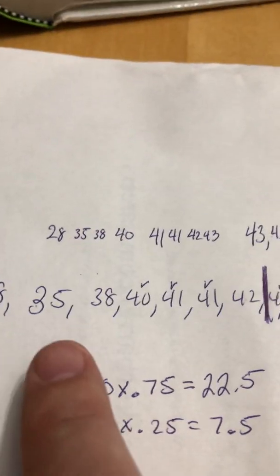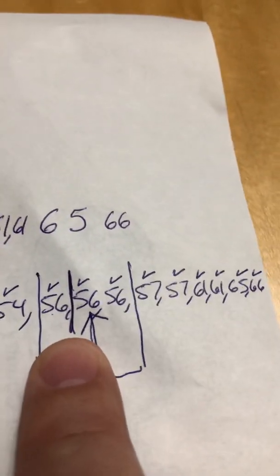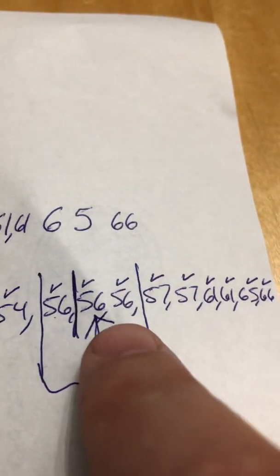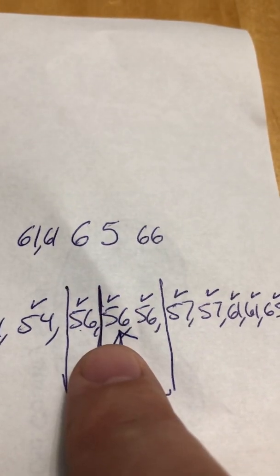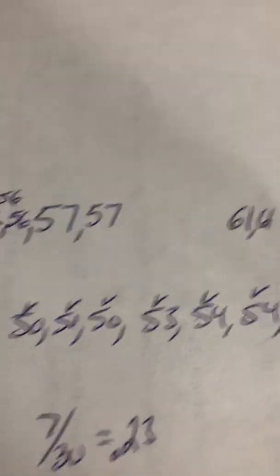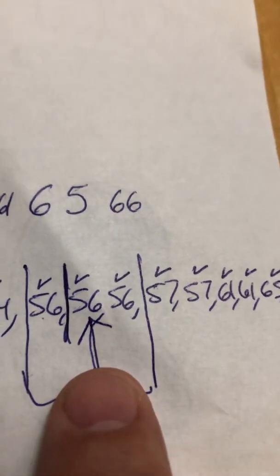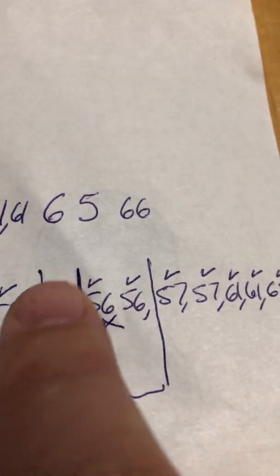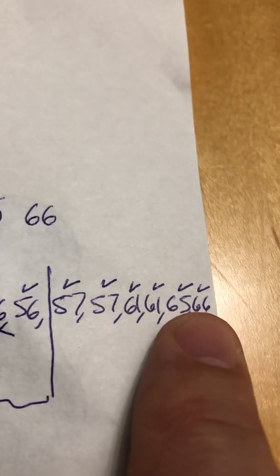Now, I counted over 22 and a half numbers, and the way percentile works is that you go to the next value. So you're looking at this 56. So this is the value 56 that is above 75% of the data. Now, the question reads, what numbers are above the 75th percentile? Well, 56 encompasses that. So you've got to take the 57, the 57, the 61, the 61, the 65, and the 66.